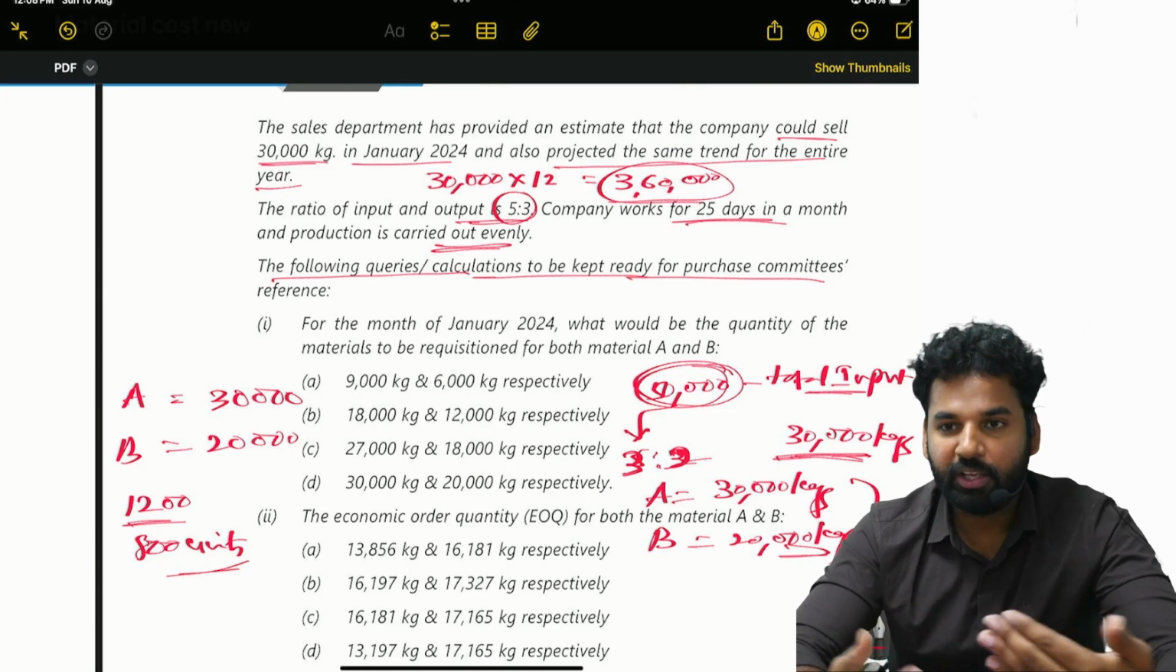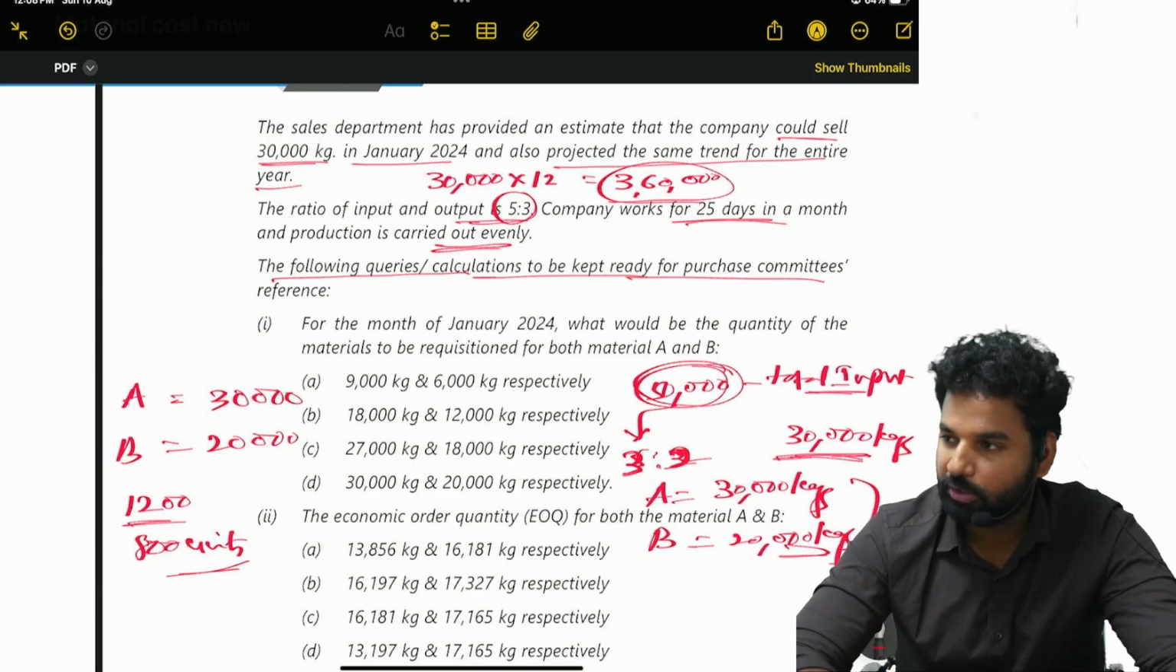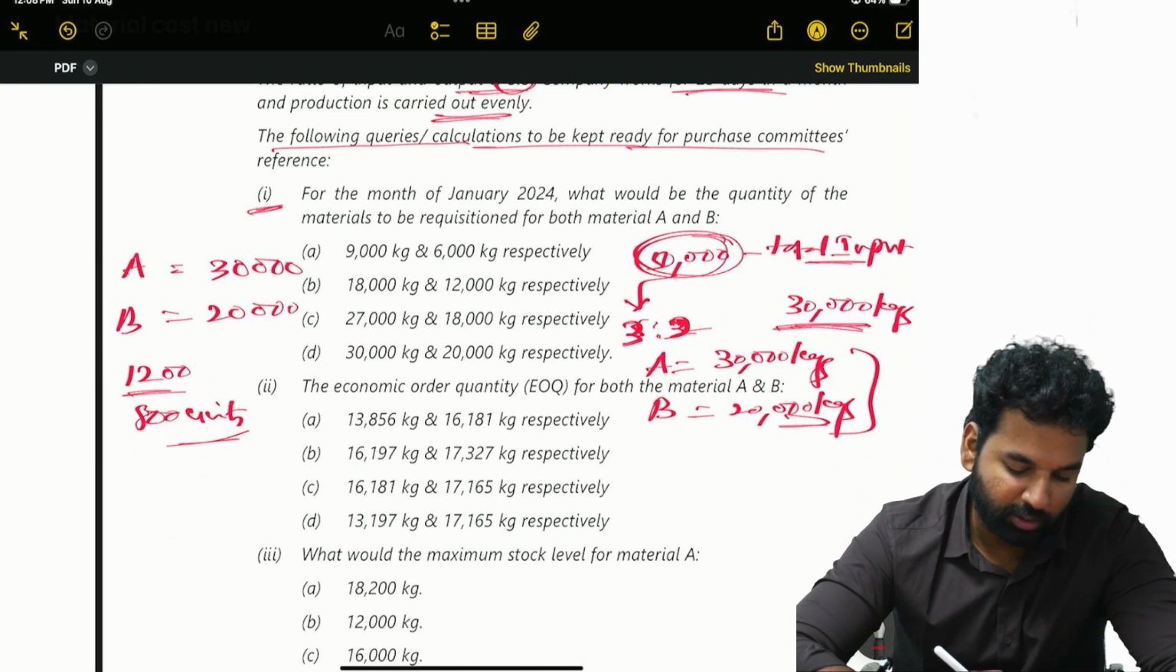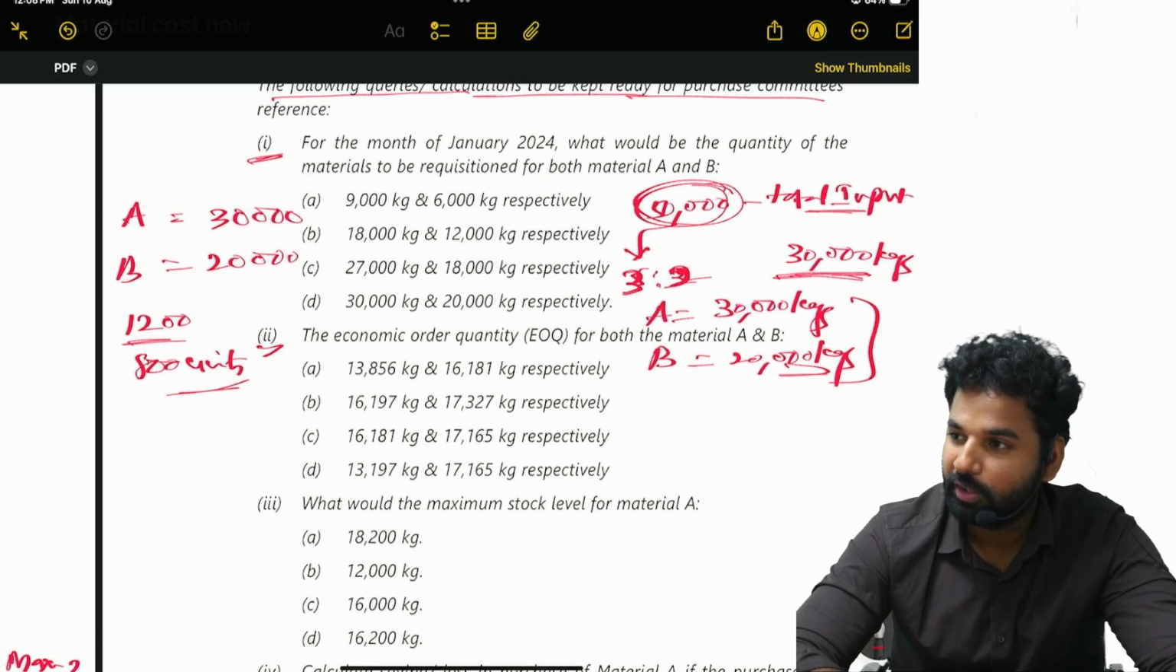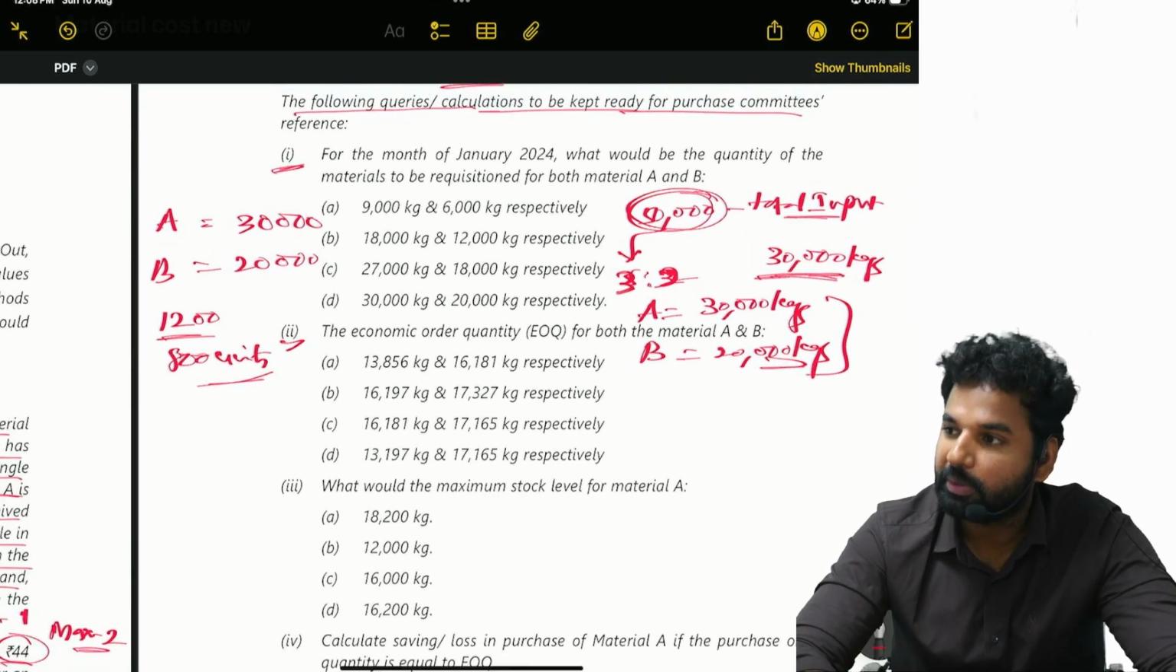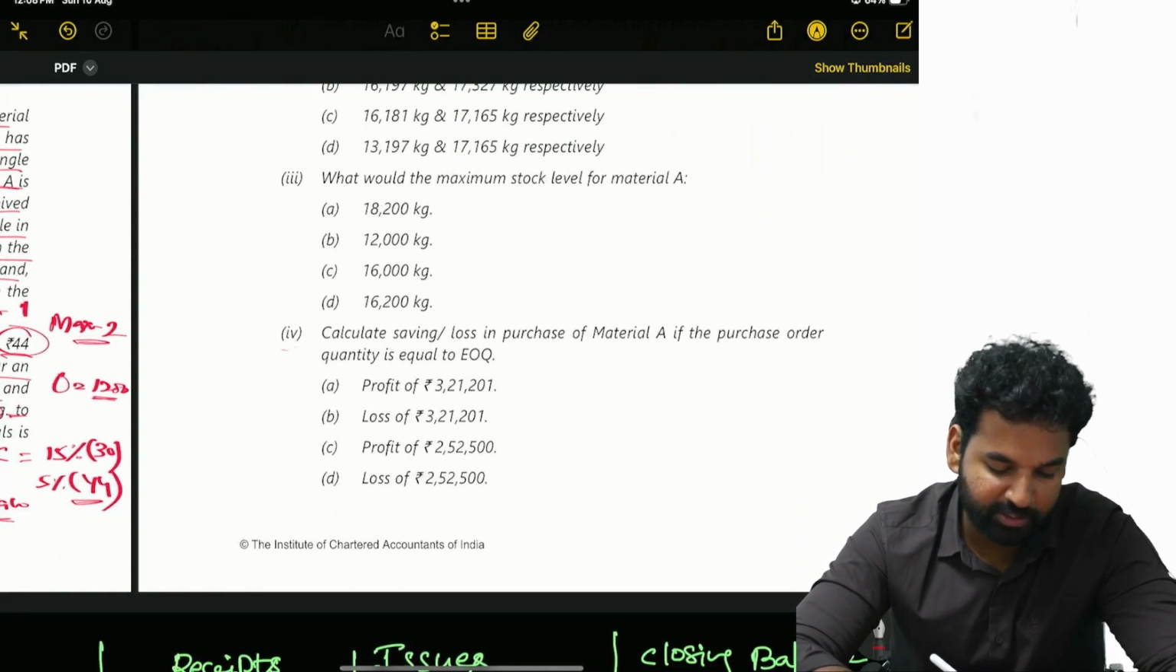So the purchase committee is in need of other information. Okay, what is the information? That is our question. So that means we are giving information to the purchase committee, by answering these 5 questions.